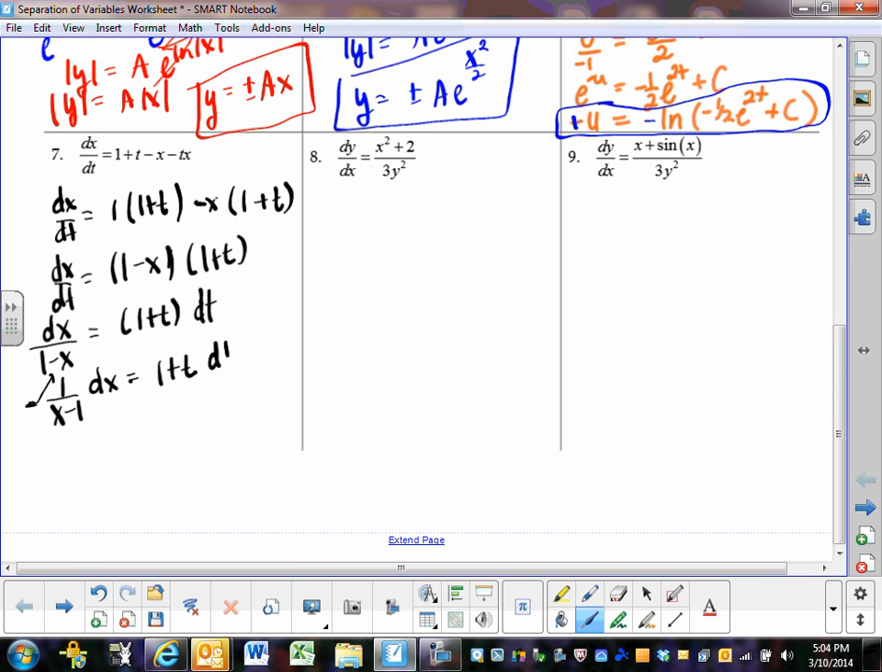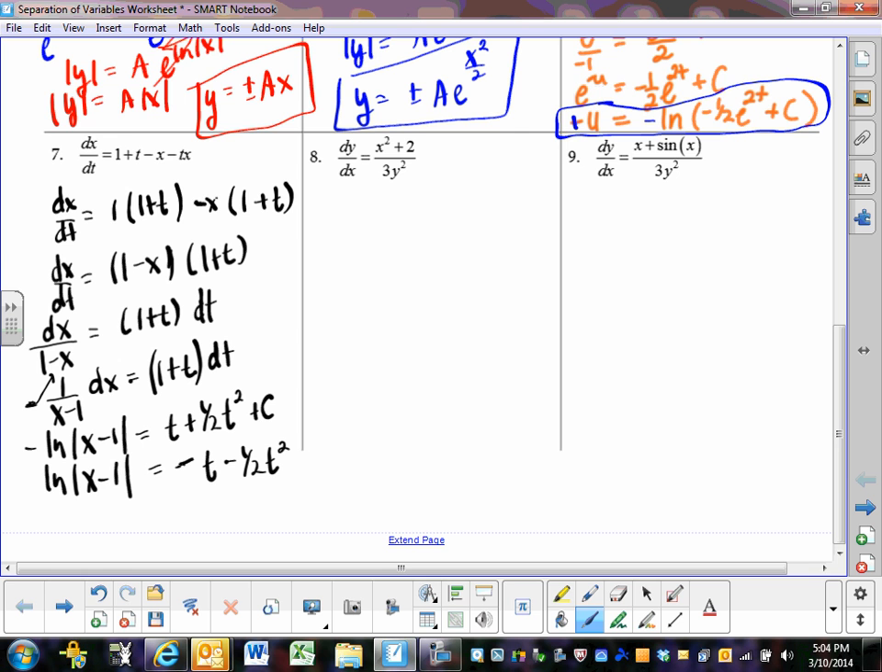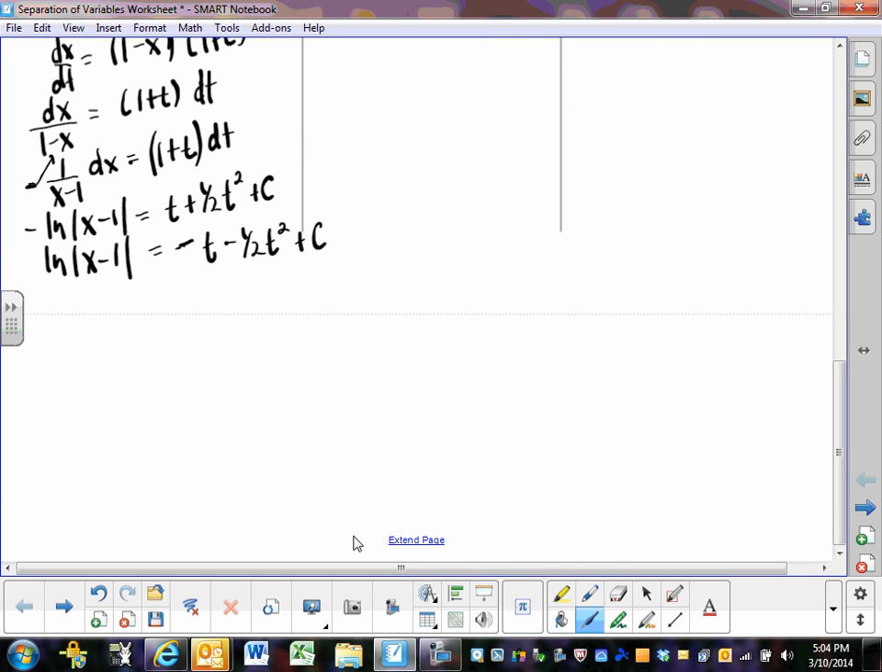Okay, most of the time you get your problems given to you factored out, but it is possible that you would have to factor by grouping. So if I factor 1 out of the first term and a -x out of the second term, we could then pull the groups together and have dx dt is 1 minus x times 1 plus t. So if I cross multiply, dx over 1 minus x is going to be 1 plus t times dt.